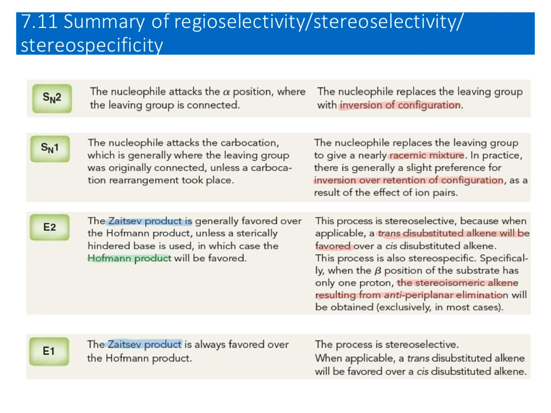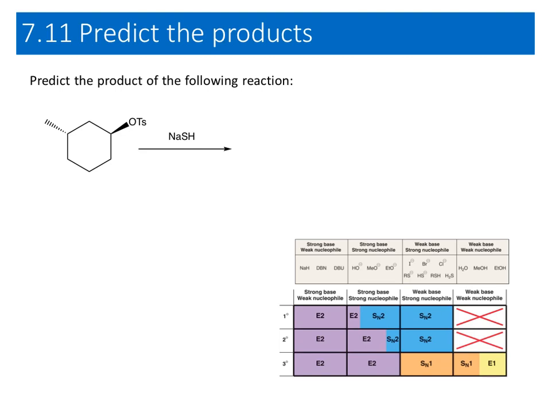This process is also stereoselective, meaning that trans disubstituted alkene is always favored over the cis disubstituted alkene. So this is the summary of what we discussed. I strongly encourage you to do lots of practice problems, use this slide and the previous slide to figure out the product and the stereochemistry of the product. Now let's see how we can use this chart to figure out the product for a specific reaction.